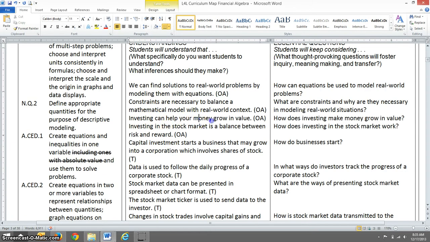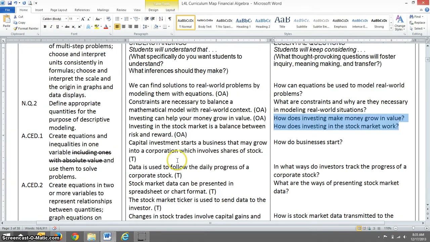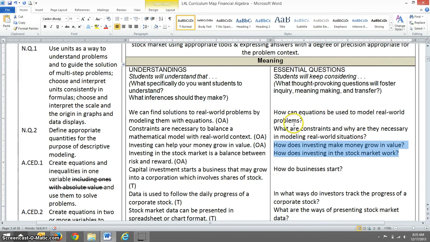So now, for investing can help your money grow, this one matches to this one. So I'm going to copy this to my questions. Now, if you did not make matching understandings and essential questions, don't worry about it. In my experience, once I have the understanding stated, it's easy to make the essential questions. So in this case, that's the essential question.